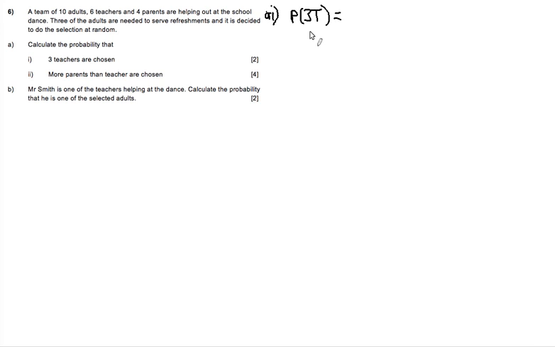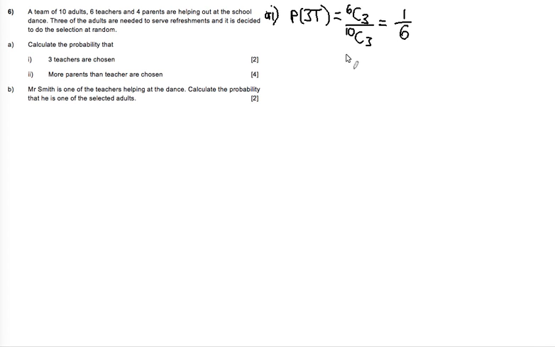So I'll note the number of ways to pick 3 teachers from 6, so that is going to be 6 choose 3. This is going to be over the total number of outcomes, so that's how many ways can I pick 3 adults from 10, so that's going to be 10 choose 3. When I put this into my calculator and work it through, I get an answer of 1/6.